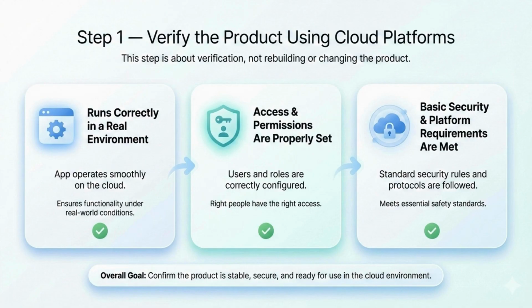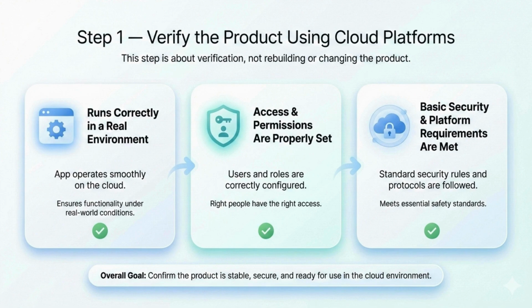The first thing we verify is whether the application actually runs in a live environment. In testing, everything might work perfectly because it's controlled. But in production, the app needs to run continuously and respond correctly every time someone accesses it. Next, we verify access and permission. This is about making sure the right people and services have access, and nothing unnecessary is exposed. This helps prevent issues like unauthorized access or misconfigured settings once real users are involved.